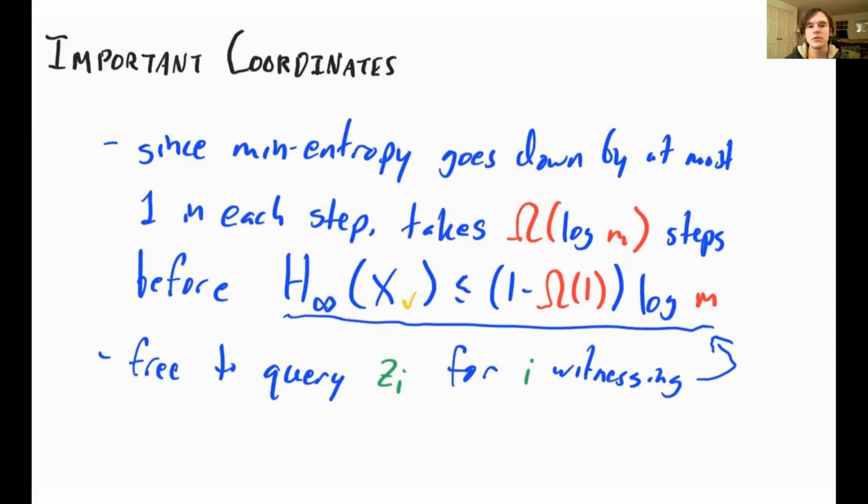And in particular, there's going to be some coordinate I and some assignment alpha I that witnesses the fact that your min entropy is less than this threshold. And this tells you exactly which variable to query in the decision tree. We're going to query zi, and we're going to be happy knowing that it actually had to spend all of those rounds dropping the min entropy in that coordinate.